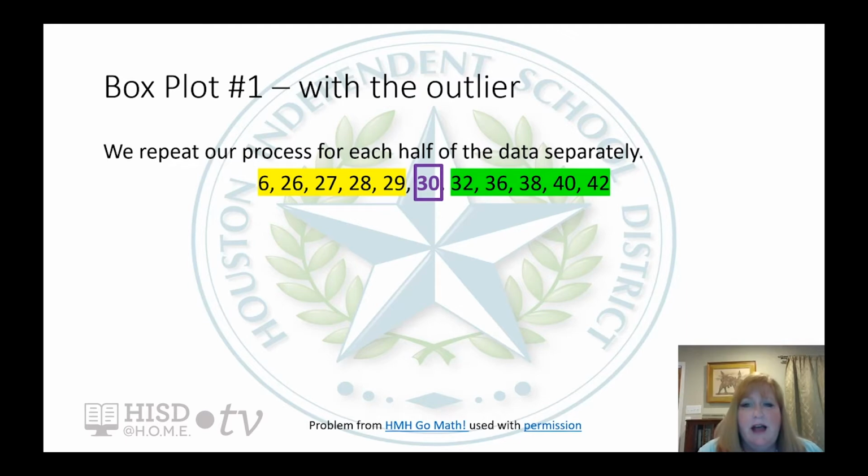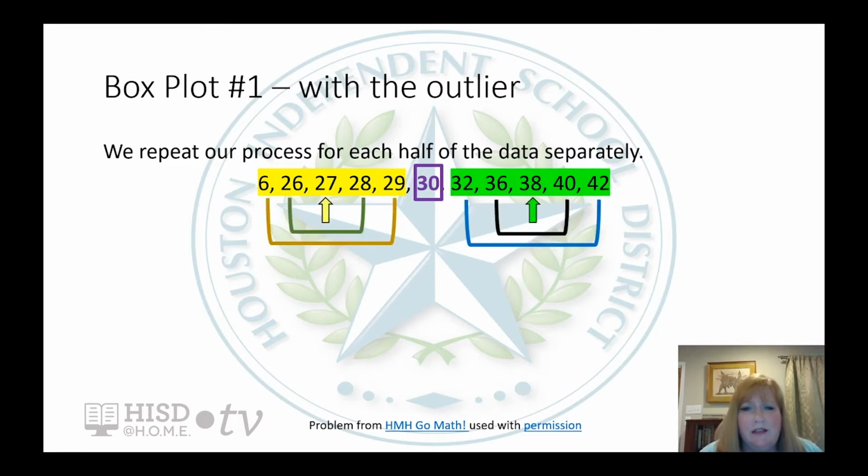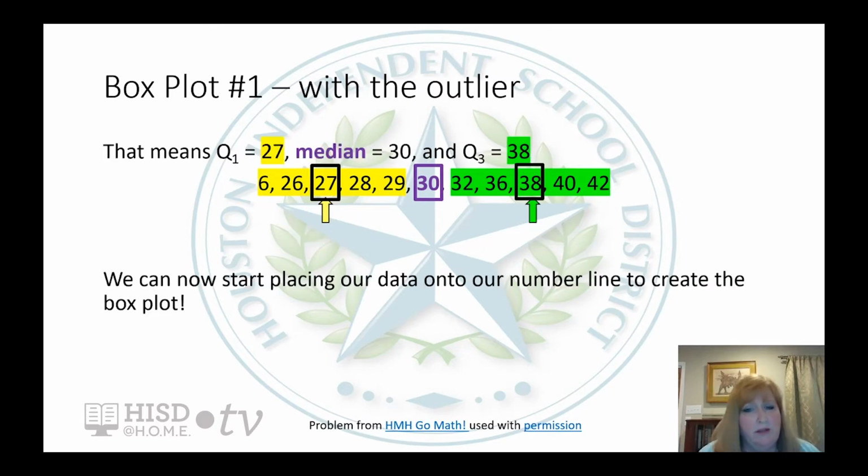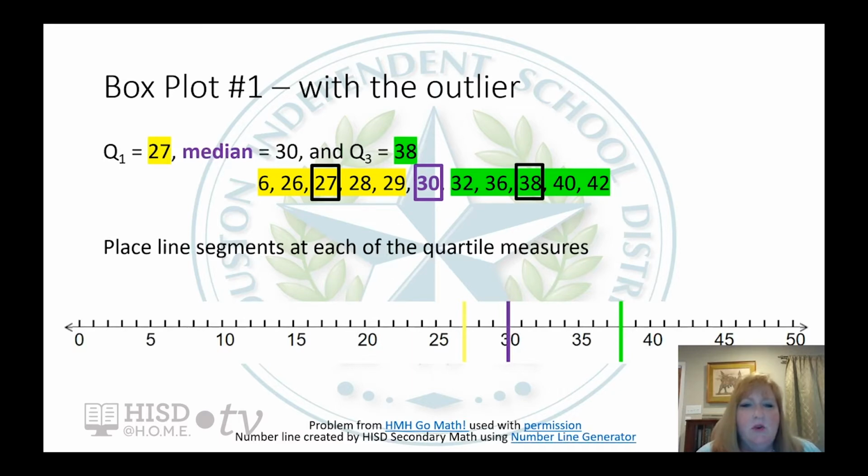So remember, I like to use the process of finding partners from the outside in. And so as I move in, I find that 27 is quartile 1 and 38 is quartile 3. So now I can start placing my data onto a number line and create the box plot. I take quartile 1, my 27, and I place a segment there. I also place a segment at my median of 30, and I place a segment at 38 for quartile 3.